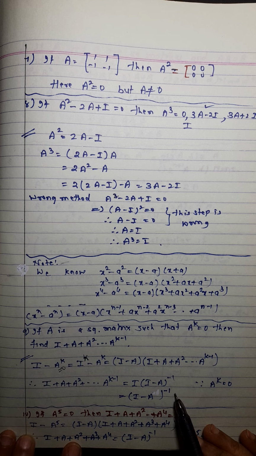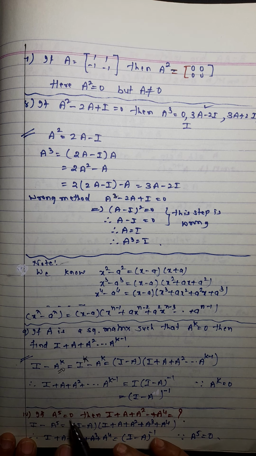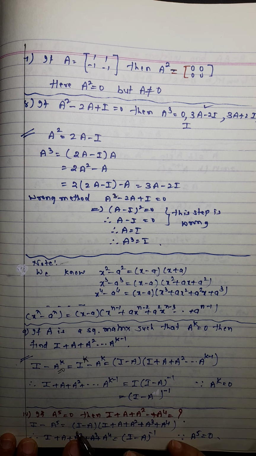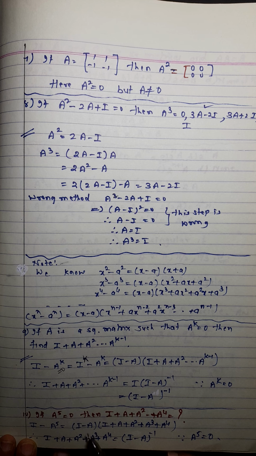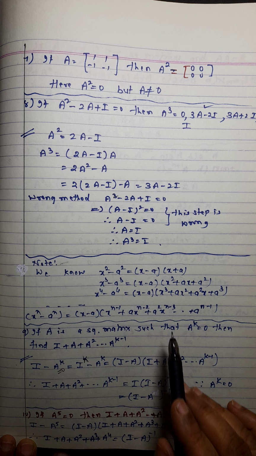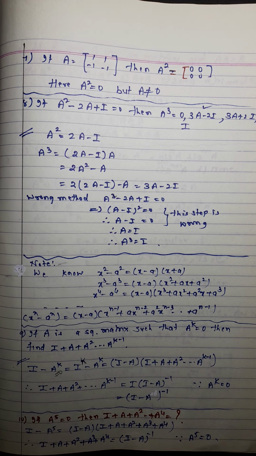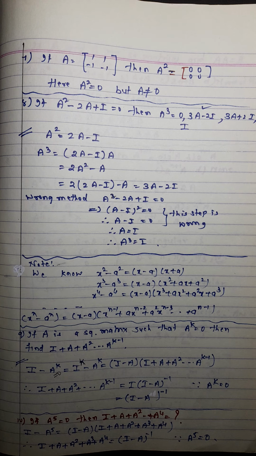This problem is asked many times. Similarly, if A raised to 5 is 0, what is the value of this? Same method: I minus A raised to 5 is I raised to 5 minus A raised to 5. By using this property, it will be I minus A into this. A raised to 5 is 0, so this will be I. Therefore the value of this will be the inverse of this, because this into this gives I. Similarly, this into this also gives I, and therefore this is the inverse of this. Today I will stop here and next time I will continue this topic.